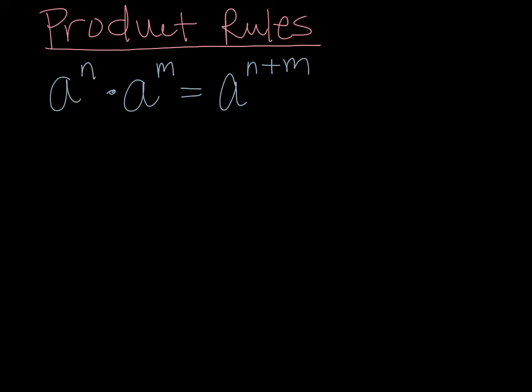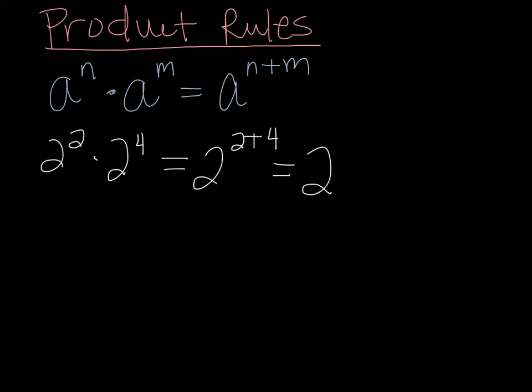Let's look at a numerical example. We'll use 2 to the power of 2 times 2 to the power of 4. We have a base of 2, and we add our exponents of 2 plus 4. That gives us 2 to the power of 6, which if you put it into the calculator, gives us a value of 64.